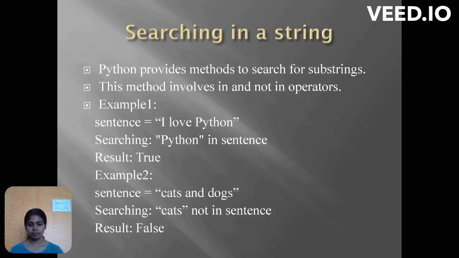We have another example, where the string "cats and dogs" is assigned to the variable sentence. So we are searching for cats not in sentence, and that gives False as output. We can see that cats is present in the sentence, and we are using the not in operator, so it gives False as the output.